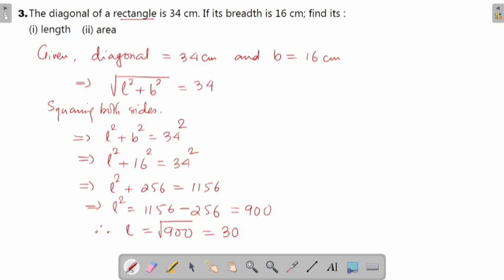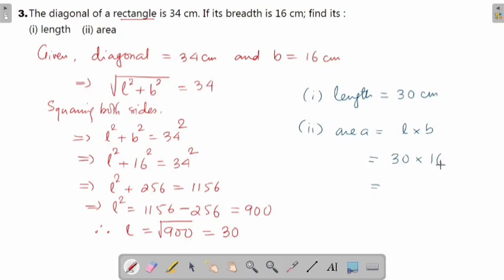So what we got just now, we got the length, right? So therefore number 1, length is 30 centimeter. Number 2, we need to find area, right? So area will be equal to, you know, area is length into breadth. So length is 30, breadth is 16, right?